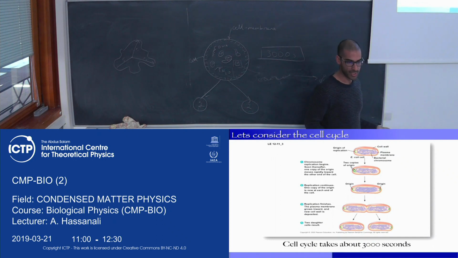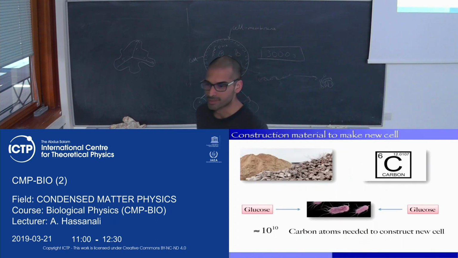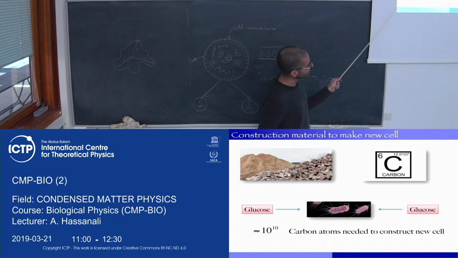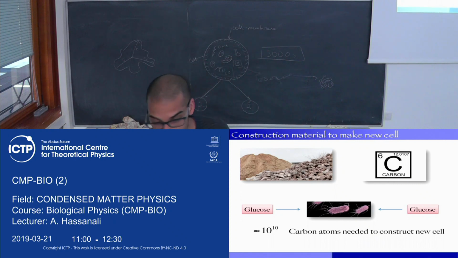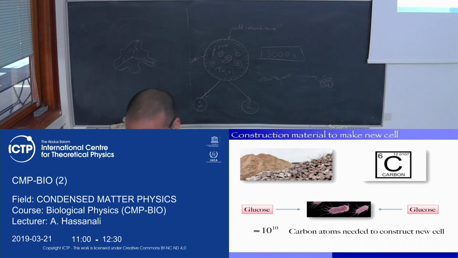And this takes about 3,000 seconds. Okay? And so what are the implications of this? Well, one is that in order to generate 2 cells, I need construction material. I need the objects, the Lego pieces to build my protein, my cell membrane, my DNA. And more or less, using the estimates that we used before, just focusing on carbon, because that's one of the most abundant elements in organic matter, there are about 10 to the 10 carbon atoms needed to generate a new cell.